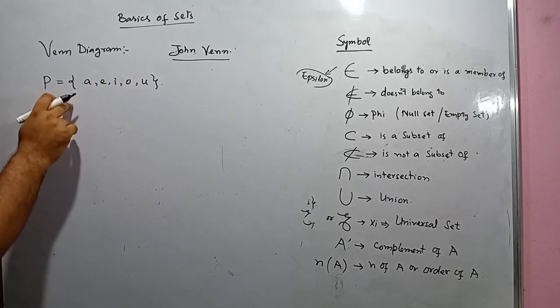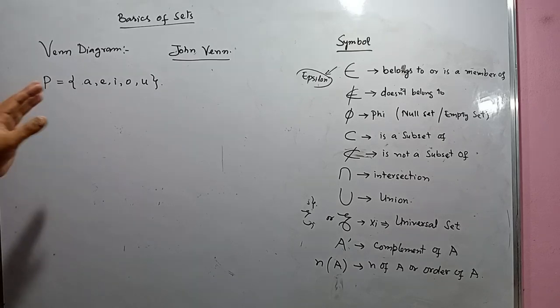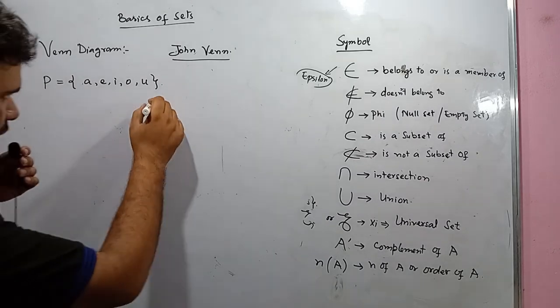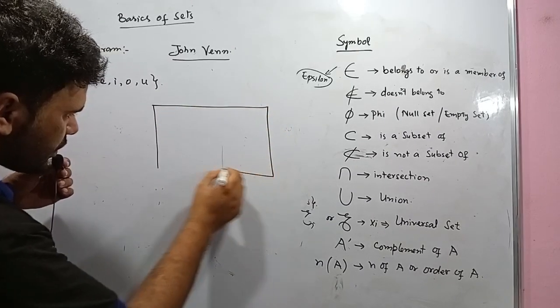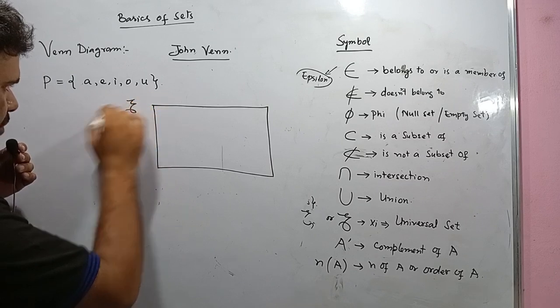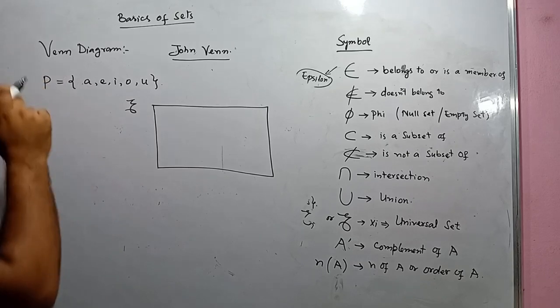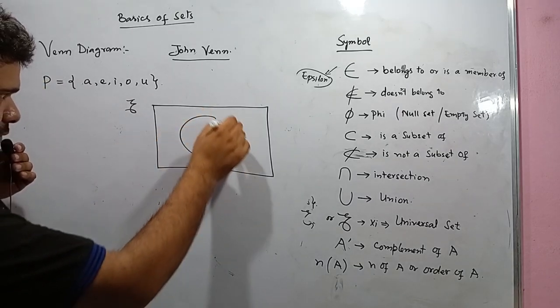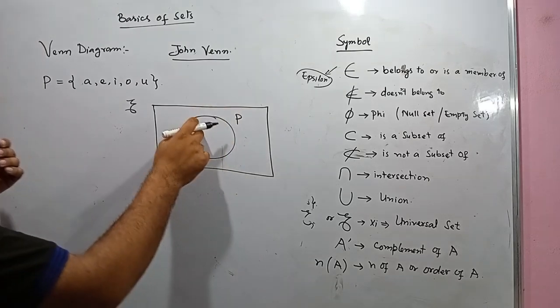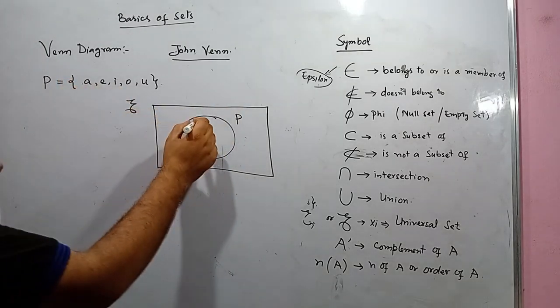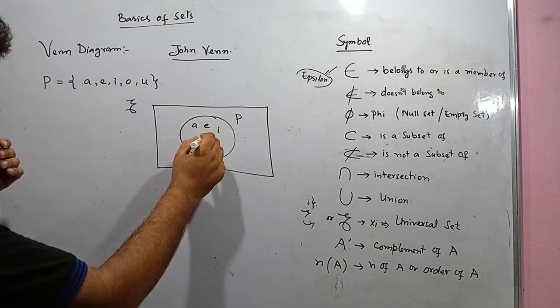Now how to show this information in a Venn diagram? Always we have to draw the rectangle. This Xi represents the rectangle. This is the universal set. So in the universal set I will show this P. How many elements are there in P? A, E, I, O, U.